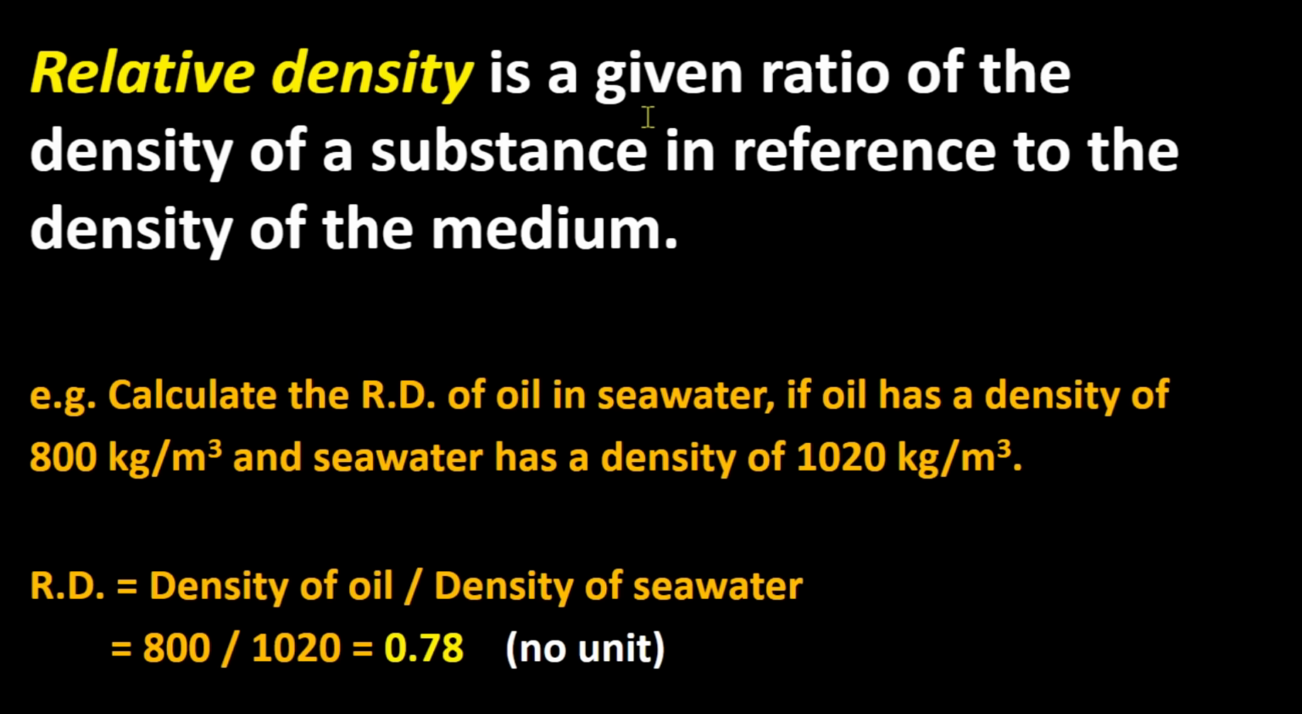Relative density is a given ratio of the density of a substance in reference to the density of the medium. Basically, it tells how much more dense or less dense an object is compared to another, compared to its medium.